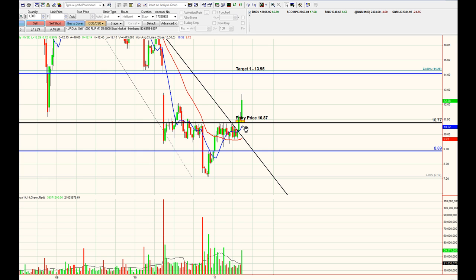10.87 was more of a higher probability entry because it was building an ascending triangle here, as you can see, which is one of our favorite candlestick patterns. So once it broke that shelf line here at 10.77, we had an entry at 10 cents above that, 10.87, which it broke through, pulled back, and retraced to again.